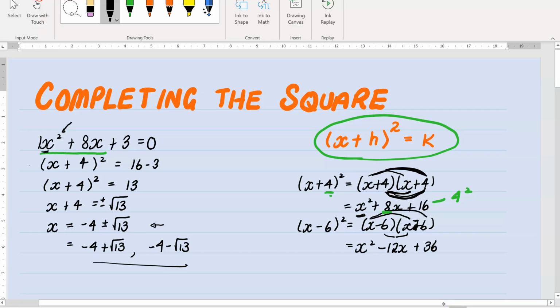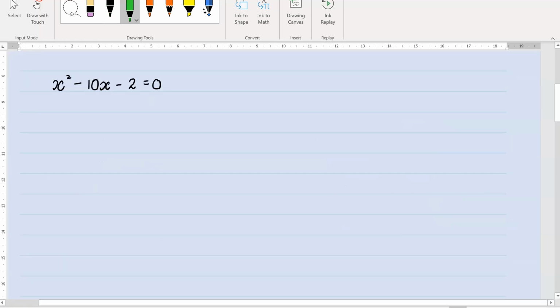If you don't need to, please feel free to go to the worksheet and complete those questions that I've asked you to do. Okay, so here's one more. We look at it. Remember, the quickest way to solve quadratics is to factorize, but we can see very quickly there aren't two numbers that times together to give me minus 2 and at the same time add up to minus 10. It's just not possible.